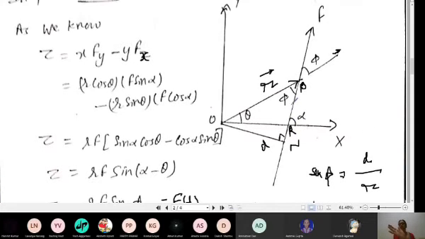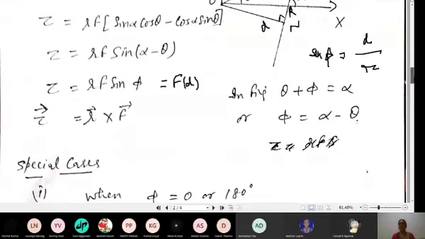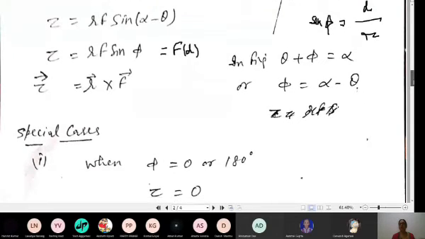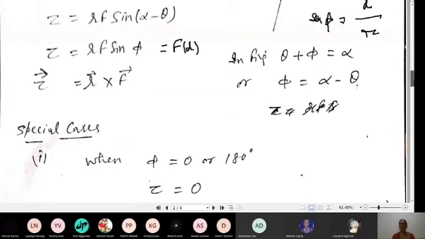R, you are keeping the finger along the R direction, you are turning it along the F direction. Then the direction in which the thumb points, like for this diagram, it is pointing towards me. So the torque is acting perpendicular to the XY plane and towards me, it means inside. So that way you can find the direction of the torque, which is perpendicular to the R and F vectors.